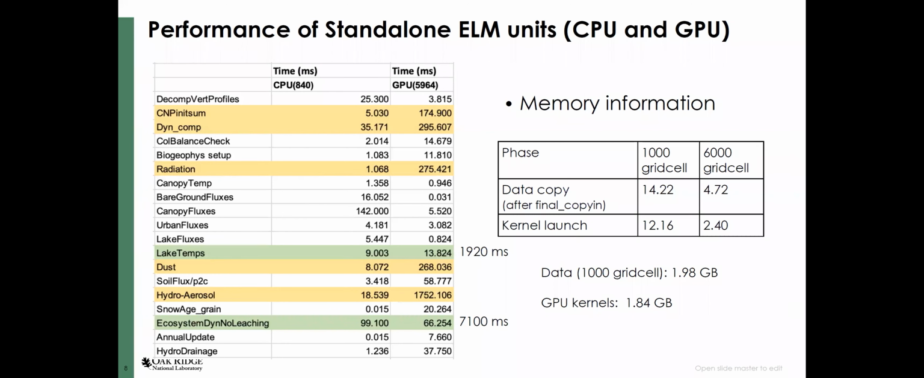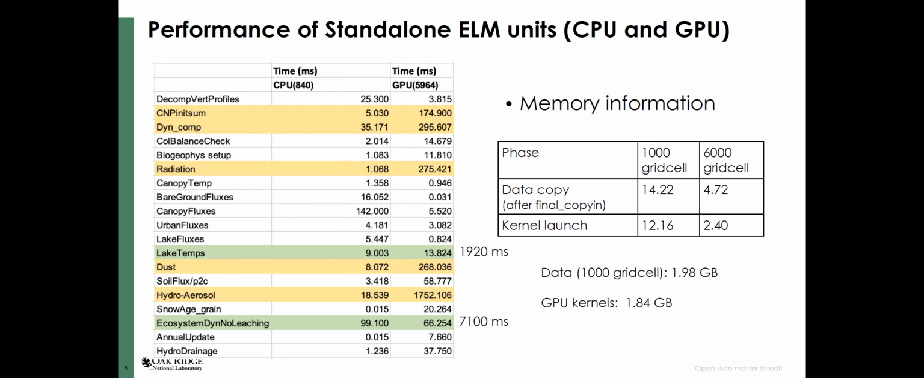So another one is liquid temperatures. We reduce it from 2 seconds to 14 milliseconds. I'm going to talk more about the details of how to do these kinds of things manually or with advanced optimization. But before that, we give you a general idea of how much memory has been used for data and how much memory was used for kernels.